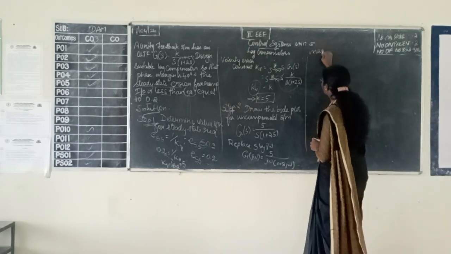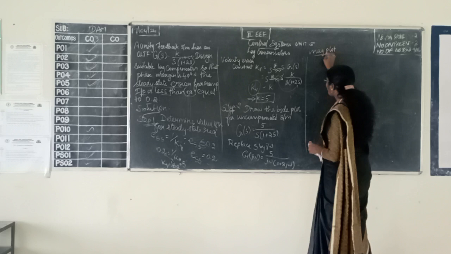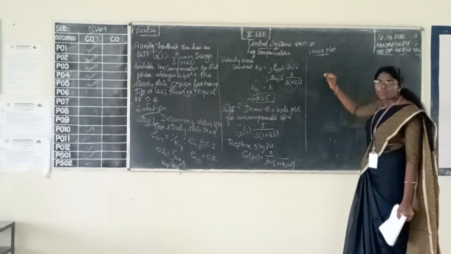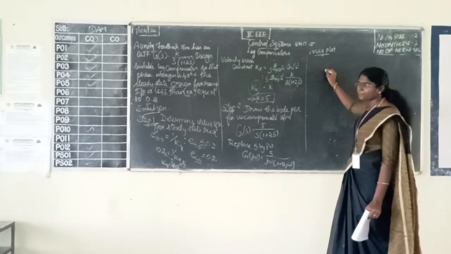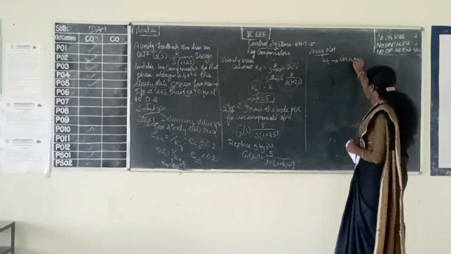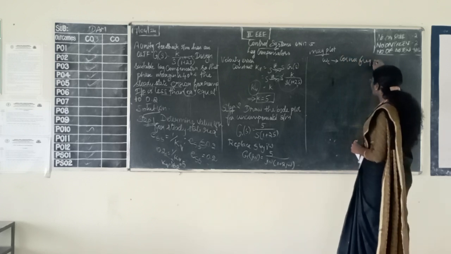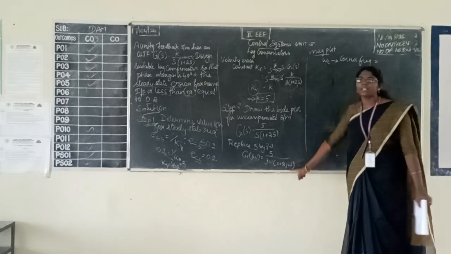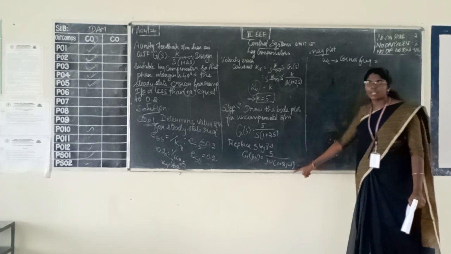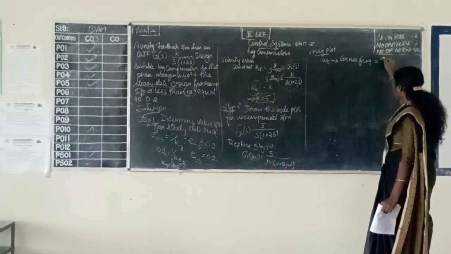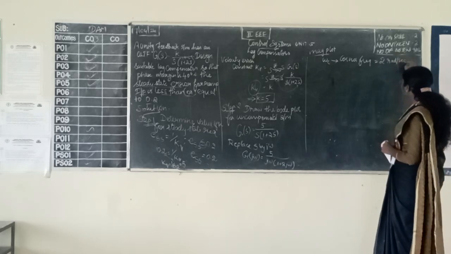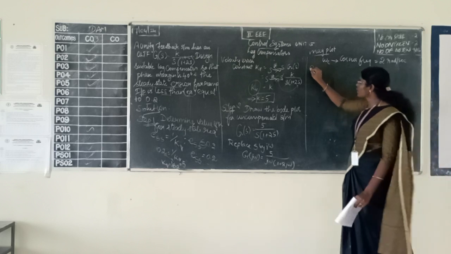First, you have to plot the magnitude plot. To find out the magnitude plot, the first step is to look for the corner frequency. What is the corner frequency? It comes from the term 1 plus sT. What is the coefficient of s here? 2. So the corner frequency is 2 radian per second.